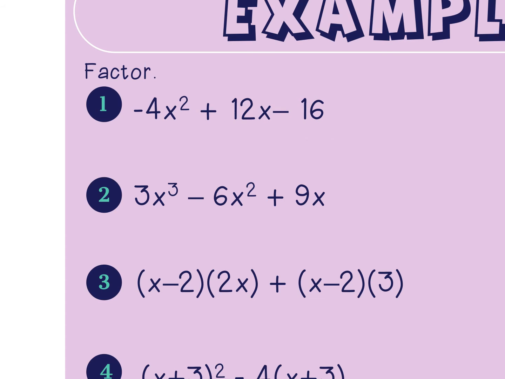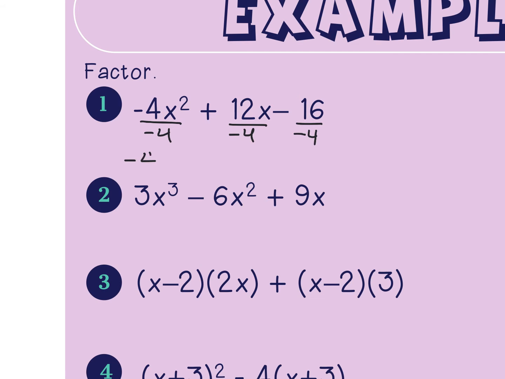In this particular case, whenever I'm going to get a trinomial remaining, I always try to make my leading coefficient positive. So I'm going to go ahead and divide everything by negative 4. That's going to be my GCF.